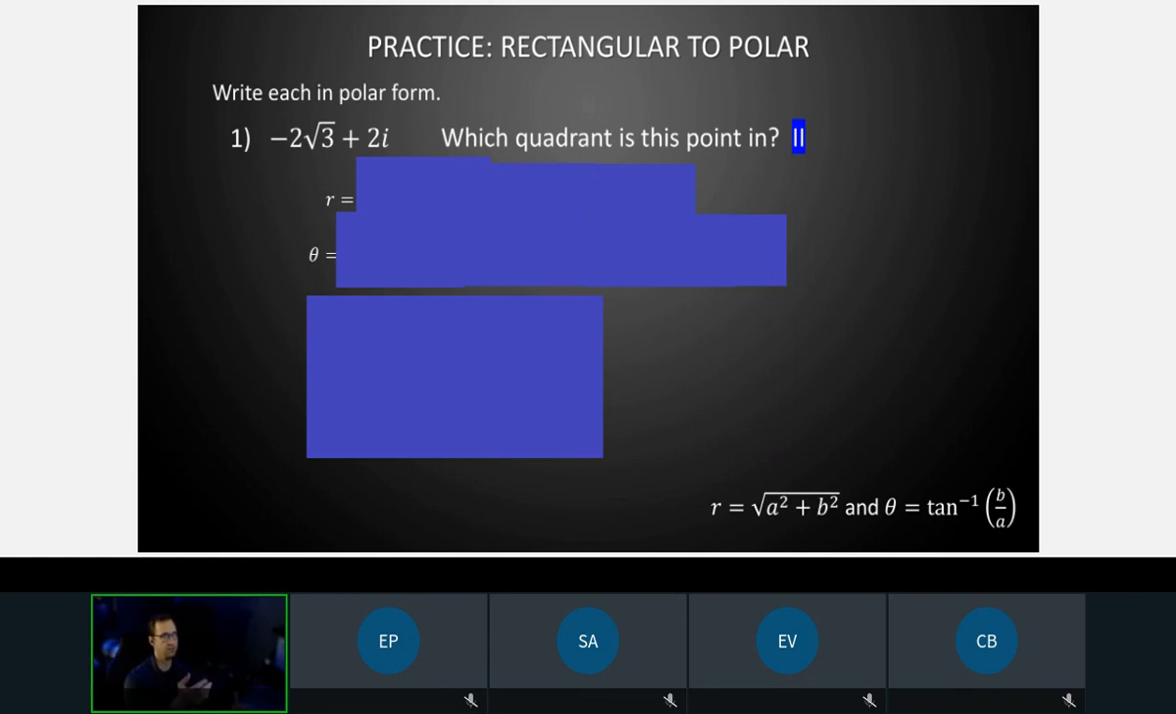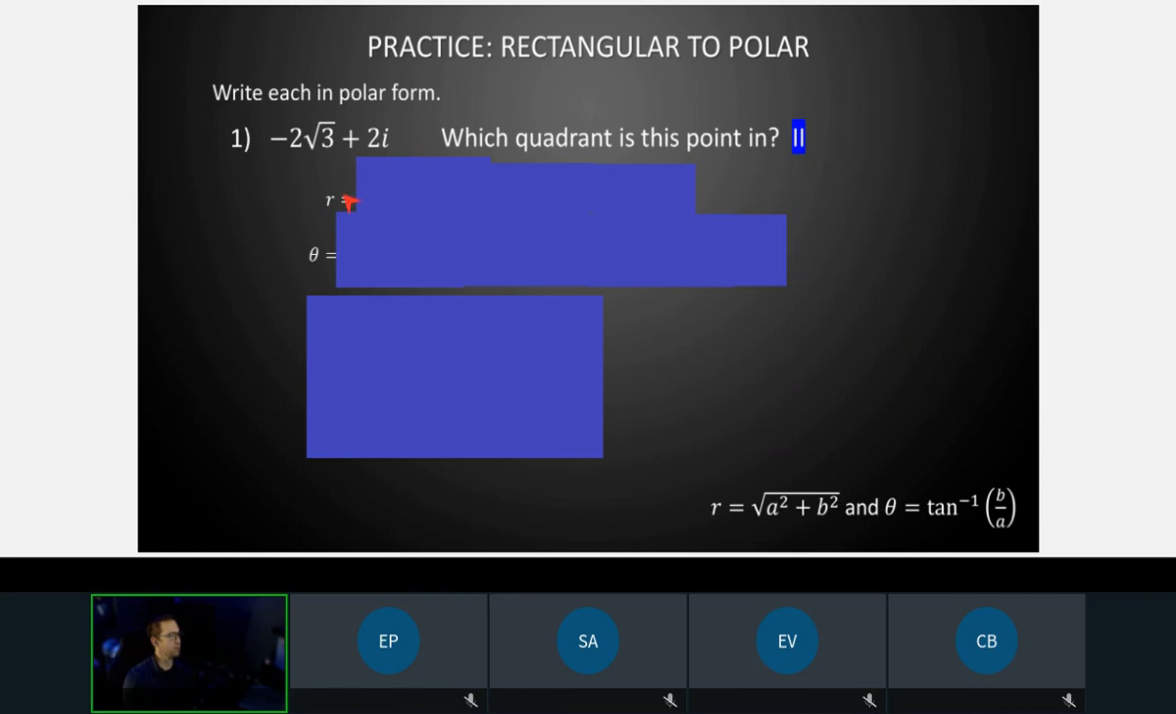Your polar point should also be in quadrant 2. If you don't write this down, it's very easy to get an answer that may be in quadrant 4, for example, and that happens a lot.